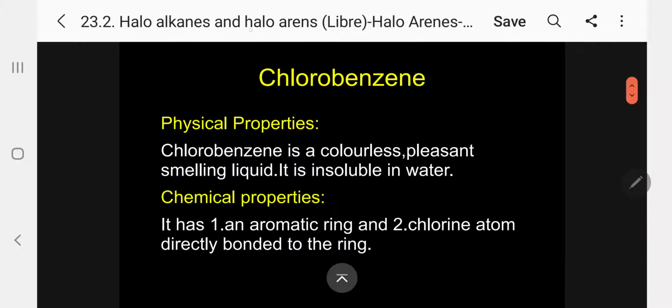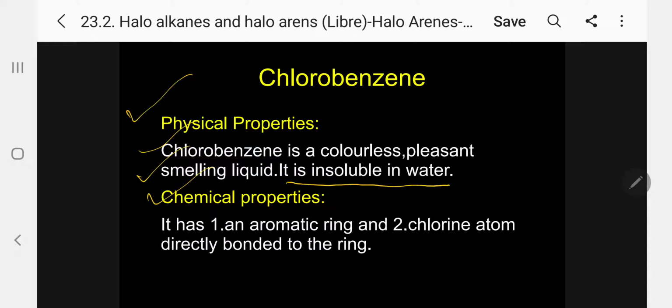Coming to properties, as usual, first let me see the physical properties. Chlorobenzene is a colorless, pleasant smelling liquid. It is insoluble in water. This is the characteristic physical property. So let me come back.